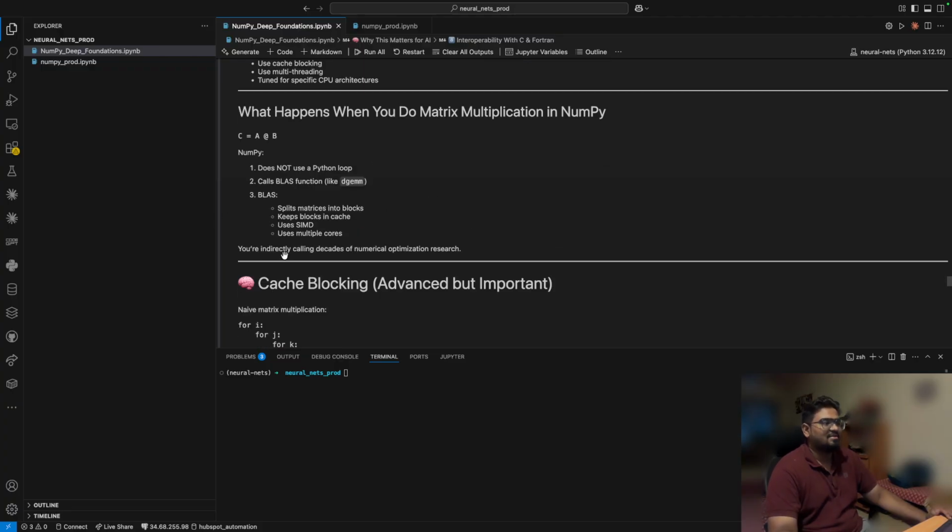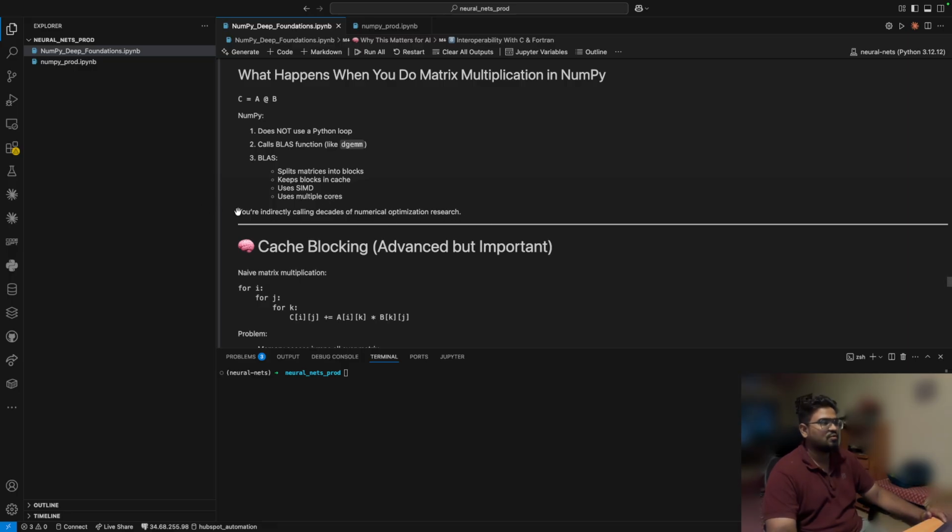So this is calling decades of numerical optimization research. Yeah, this is actually true. This line is a gem. You are indirectly calling decades of numerical optimization research, because building this was not an easy thing. It was completely built in C and C++. Even today, if you want to build something like Linux, an operating system, C and C++ are the only languages. Nothing can beat the speed of these languages.